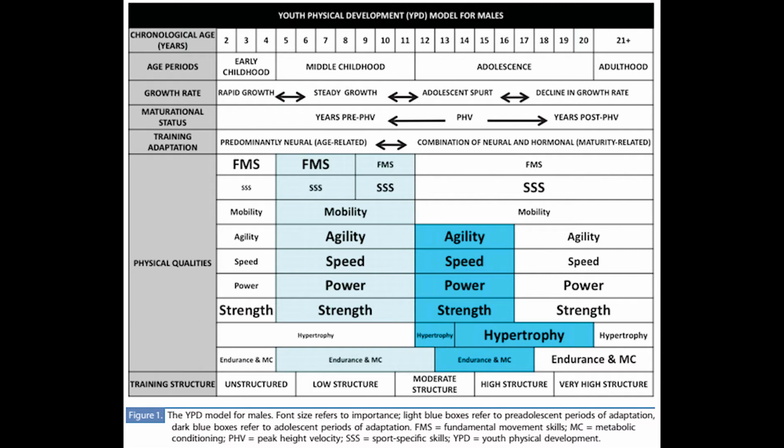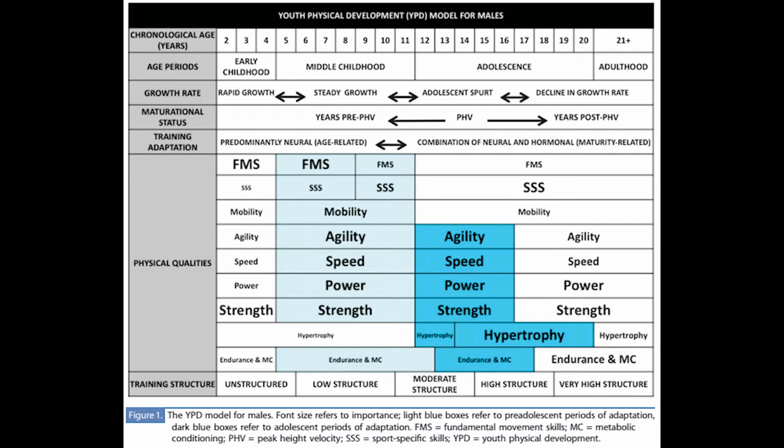Across the top we have chronological age, which is your age in years. Next is the different age periods: early childhood, middle childhood, adolescence and adulthood. After that comes the growth rates and maturation status. These two are interlinked. You'll notice in the maturation and status section, PHV or peak height velocity is in the middle, and it coincides with the adolescent growth spurt. Peak height velocity is the period of time where you experience your largest rate of growth. This is usually followed approximately 6 months later by your largest rate of weight gain, or peak weight velocity.